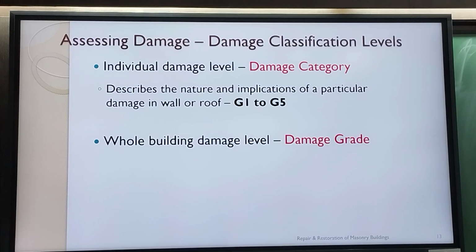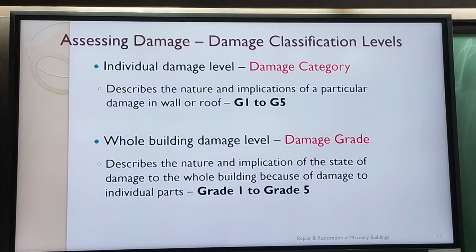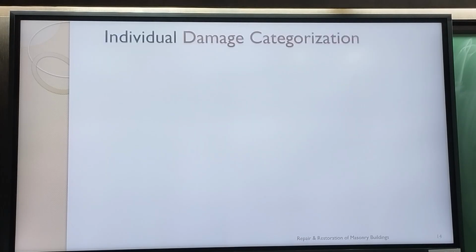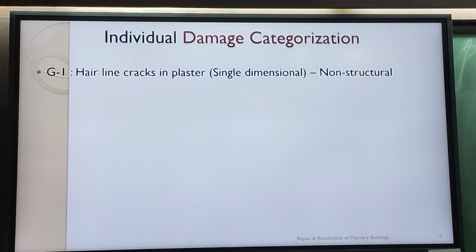You have a lot of little cracks and a variety of things, where each damage has to be categorized, which is G1 to G5, and then you have the whole building damage level. Okay, I mean all that individual damage adds up to decide to what level the building is damaged. Okay, so that is called assigning the grade of damage, grade 1 to grade 5.